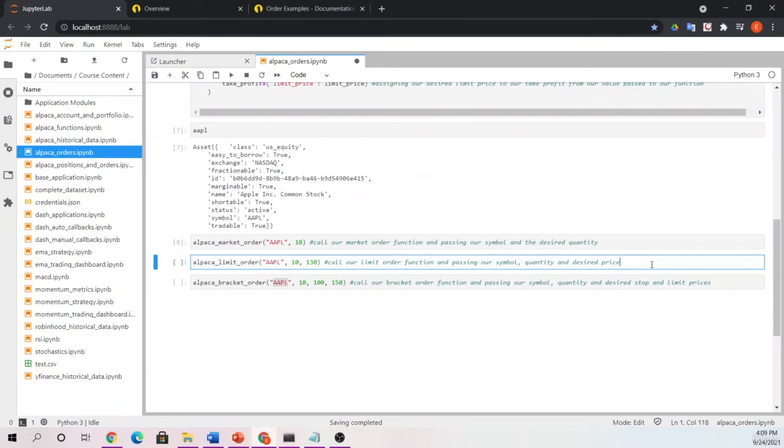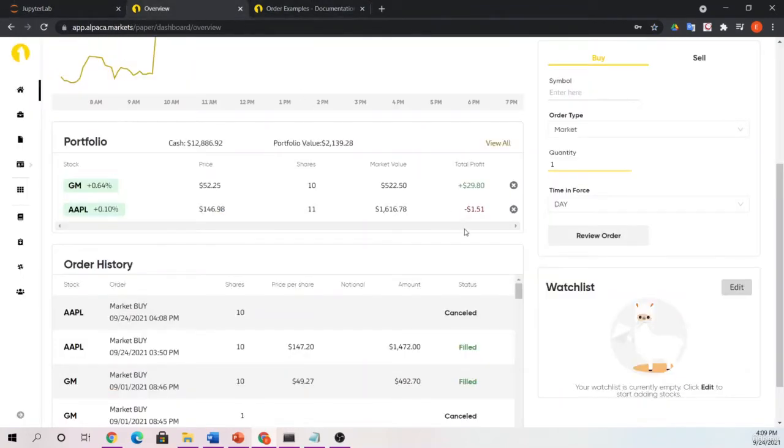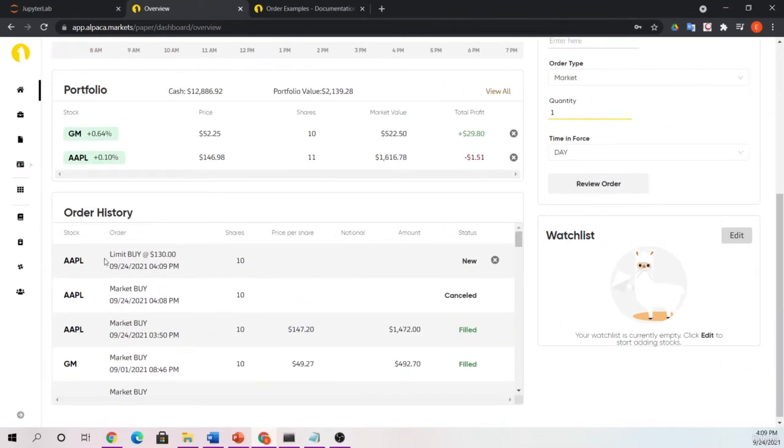Of course, it's trading higher than 130 at this time, but to show you what that looks like, you can now see as soon as we place that, a limit buy order has been placed at 130 for 10 shares of Apple. If Apple on the next market open is to dip below $130 per share, we will then be executed at a price of 130 or better on 10 shares of Apple.